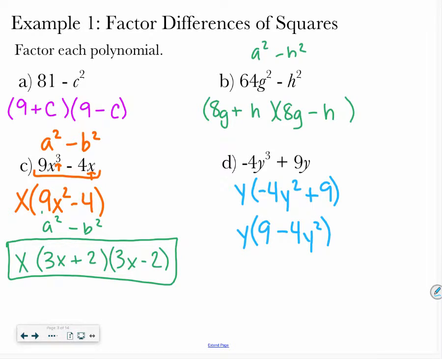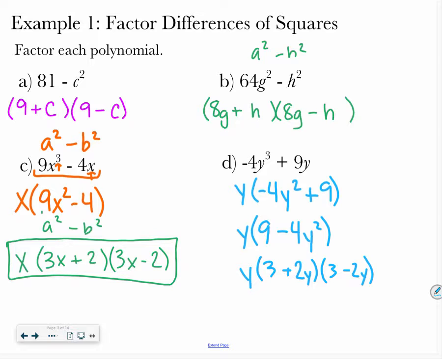Okay, so that way I have the correct a and b terms. So now I have y. And in order to get that positive 9, I have to do 3 times 3, and I'm going to have a plus and a minus. How do I get that 4? I'm going to have a 2, and that y squared is going to be a y and a y. Okay, so that would be how I would write that one.